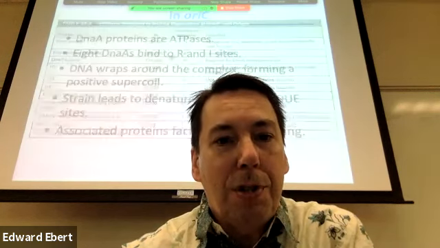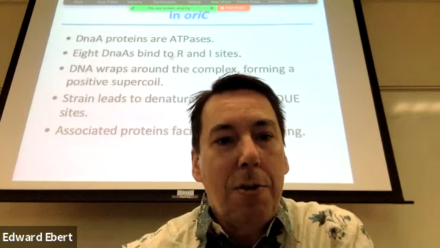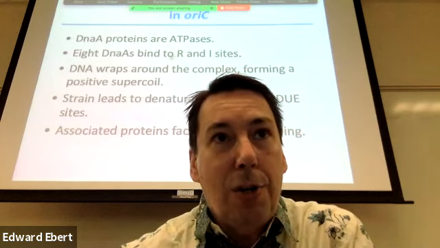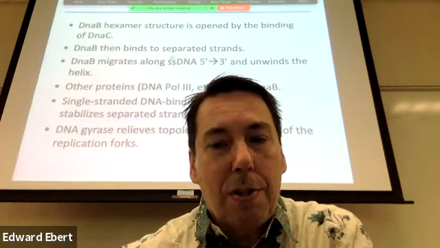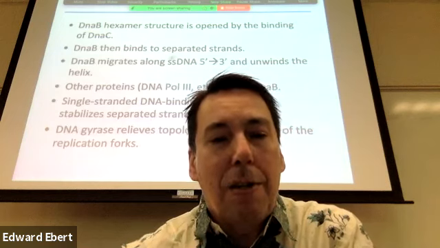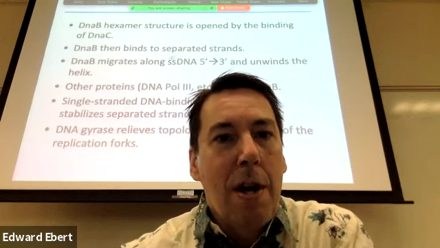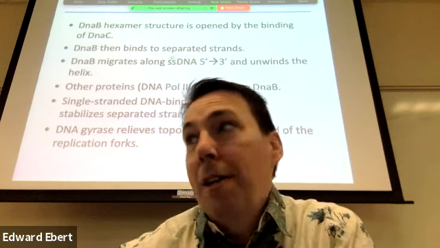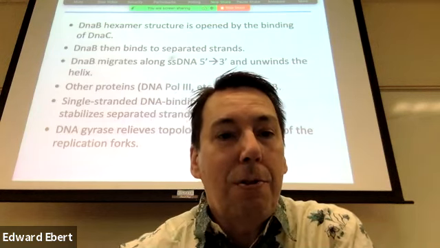All right, when those denature, then other proteins will recognize those sites and bind, and they'll help facilitate that DNA bending and enhancing that strain and exposing, making the double strand into single stranded. So we'll see this hexamer structure gets opened by the binding of DnaC. That's probably our first big key there too.